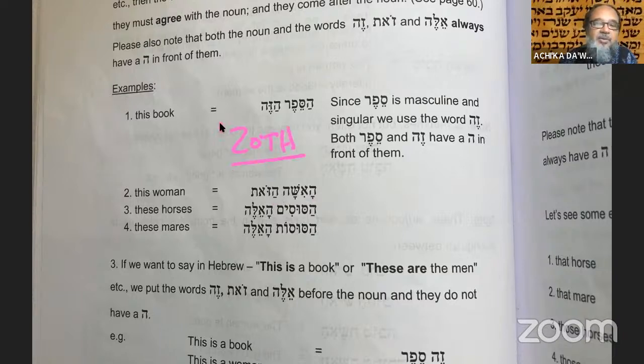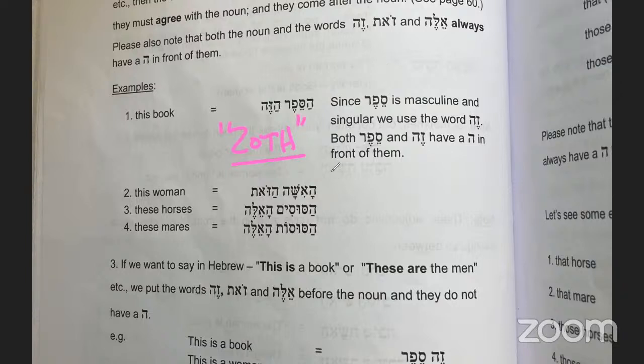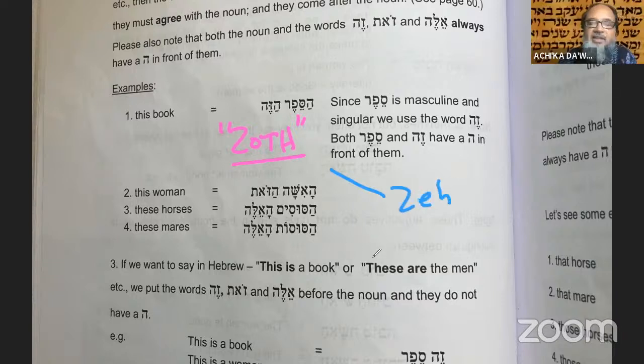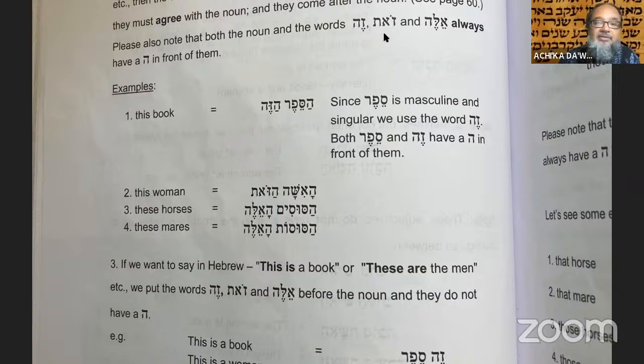What did I just put up here? What is this? Masculine or feminine? Feminine. What's this? Masculine or feminine? Masculine. See? So it's going to be zay and zoth. So anytime you're describing something feminine, it's always going to be zoth. And if it's plural for feminine, it will still be ha'ele. So they share the same these. They just can't share the singular. Okay? That's all. That's how easy this is. Number 3, if you want to say this is a book, okay?